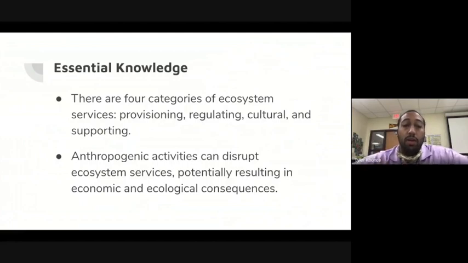So for this one, the big thing is we're going to be looking at the 4 categories of ecosystem services, and we'll talk about what that is in a second. But that's preserving, regulating, cultural, and supporting. And then also looking at how anthropogenic, so us human-based activities, can disrupt ecosystem services and potentially result in economic or ecological consequences. So again, looking at both the ecological side and the economic side and putting it together.